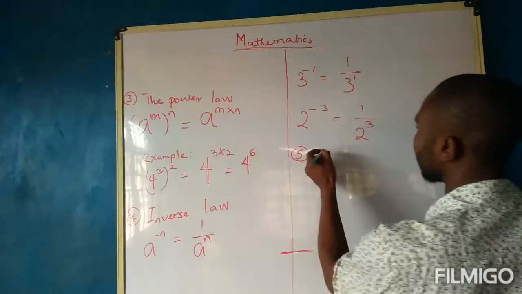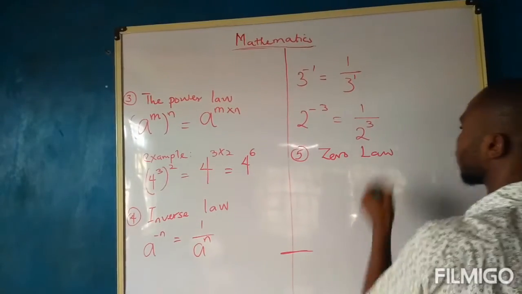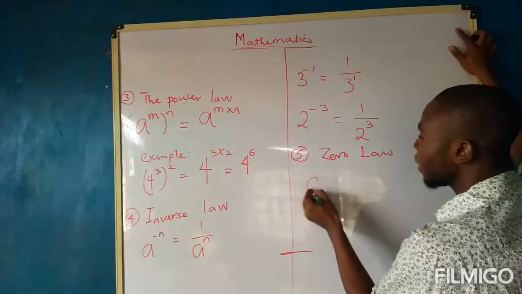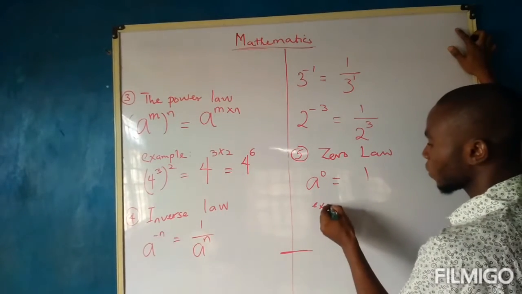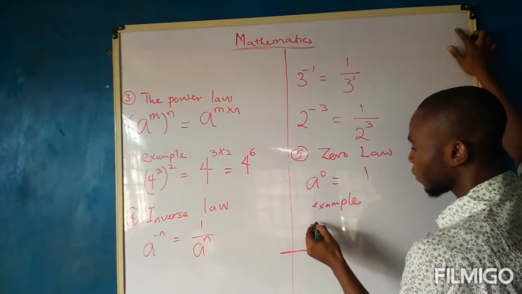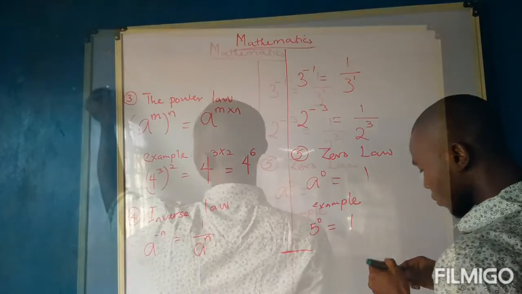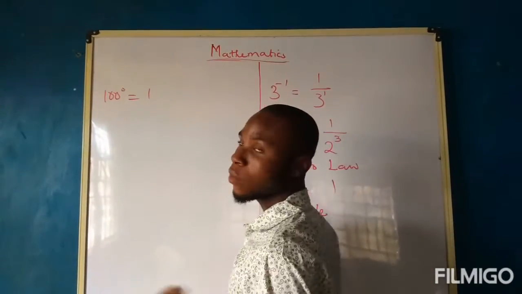We have the zero law. This zero law is pretty straightforward. It's only stating that anything raised to the power 0 is 1. An example of that is 5 raised to the power 0 is 1. If we have 100 raised to the power 0, it's still going to give us 1.